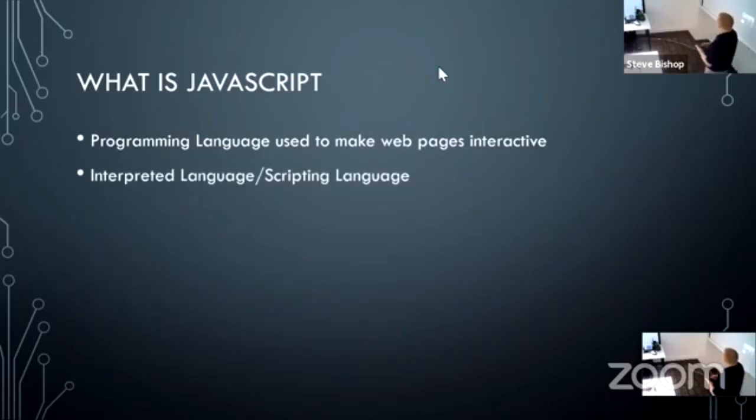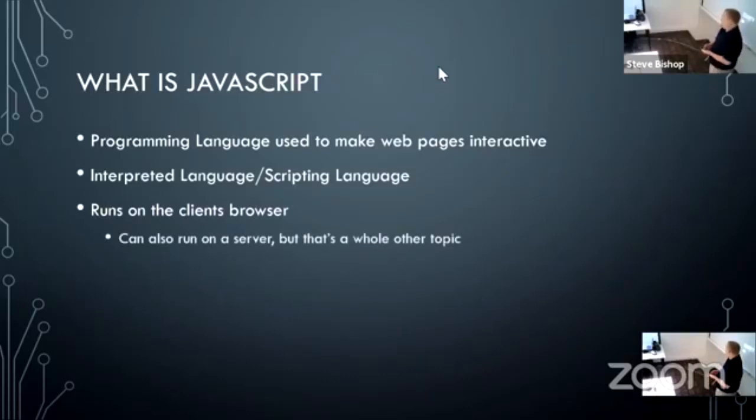Now, JavaScript is an interpreted language. It's a scripting language for the browser. Okay? The browser actually takes this language and does something with the web page based upon the code you wrote. So it runs on the client's browser, but it can also run on the server, but that's a whole other topic. There's something called Node.js, which takes JavaScript code, but we're not going to talk about Node.js here. We're going to talk about the client side, what runs in the browser.